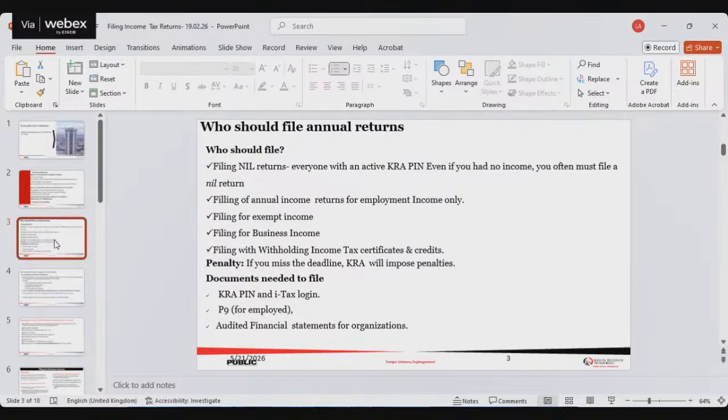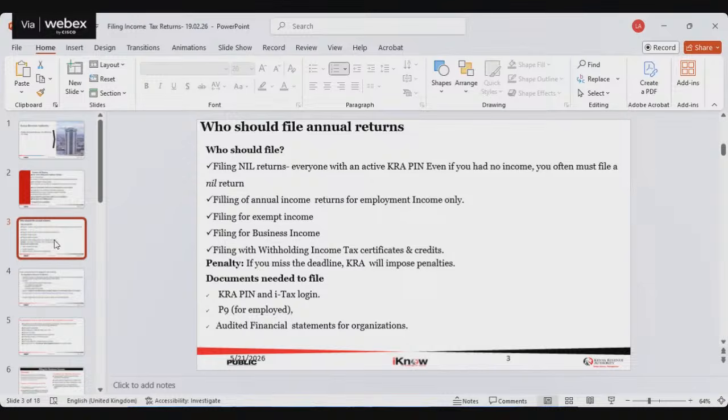So I want to start by asking who should file. And as I have said earlier, they have said that everybody with an active KRA PIN is expected by the commissioner to file. So when I talk about an active PIN, what do I mean? What I mean is that whenever you apply for a KRA PIN, you can have a KRA PIN which is not active. A good example is students who are applying for a KRA PIN for the sake of HELB application. And also we have that other category of Kenyans applying for a PIN, not because they have any income, but because they want to apply for a utility bill like a PLC or water meter.